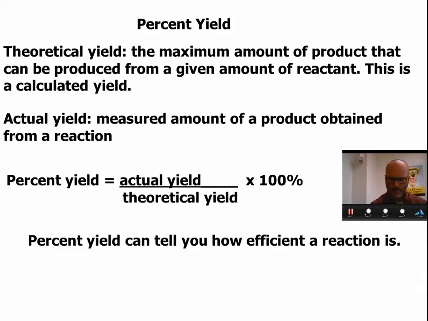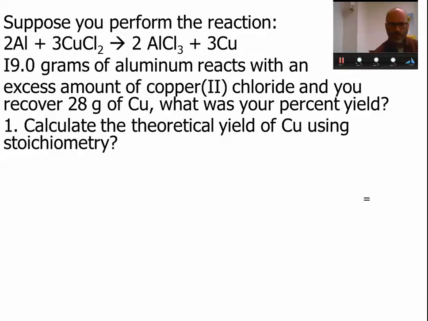And so let's look at a problem. Suppose you have a reaction. You have 2 moles of aluminum plus 3 moles of copper chloride produces 2 moles of aluminum chloride plus 3 moles of copper. And I can already see there's one mistake here. Just ignore this. So let's suppose you had 9 grams of aluminum and an excess amount of copper(II) chloride. You recovered 28 grams of copper in the reaction, and you want to know what your percent yield is.